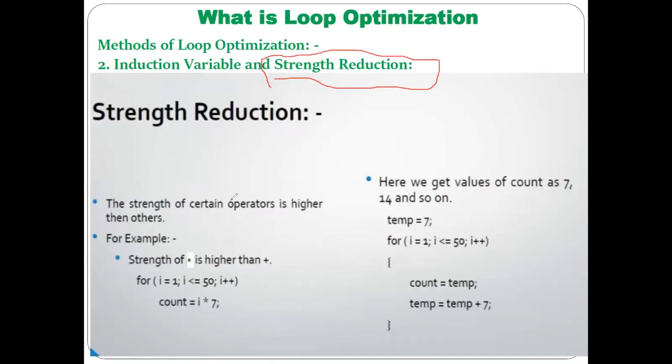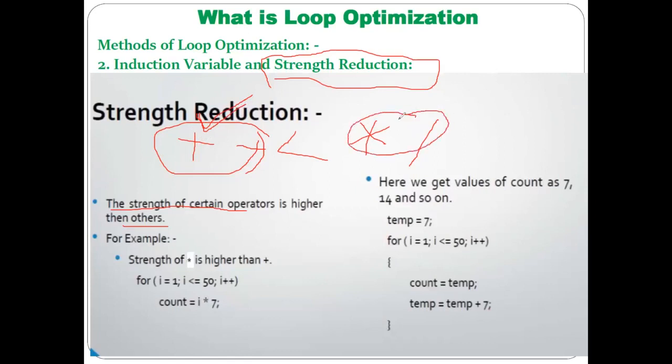Generally, the strength of some operators that you use in a programming language is higher compared to other operators. For example, the plus operator and minus operator have less strength compared with the star operator and the division operator. Understood. So the strength of certain operators is higher than others. Which operator is more beneficial to use, the less strength operators or the more strength operators? Definitely the less strength operators require less processing. If the processing requirement is less, execution speed will be more. So generally the preference is given to the less strength operators instead of high strength operators.